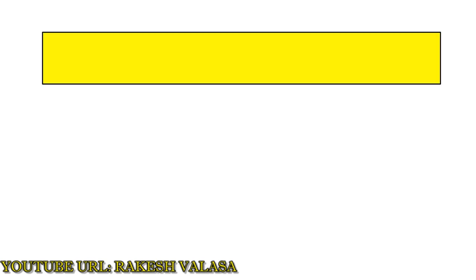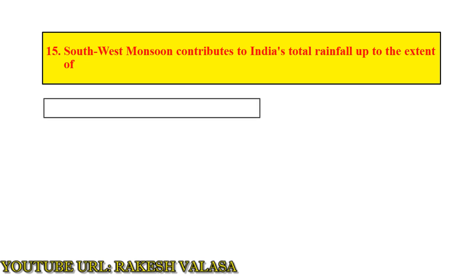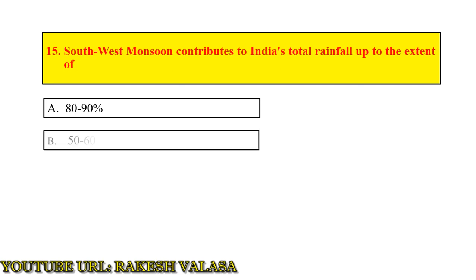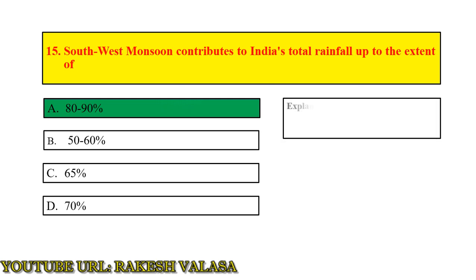Question number 15. Southwestern monsoon contributes to India's total rainfall up to the extent of? Answer: 80 to 90%. Explanation: Southwestern monsoon contributes to around 85% of India's total rainfall.